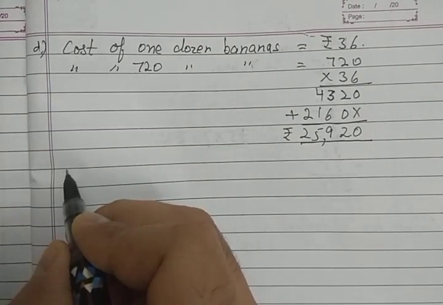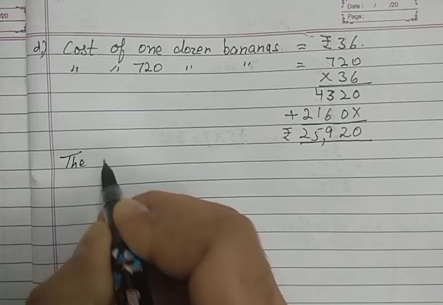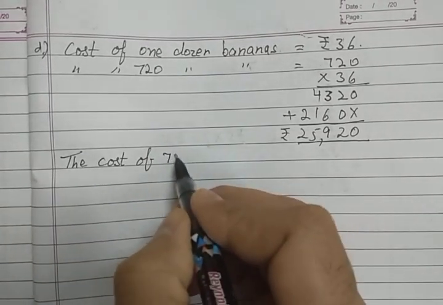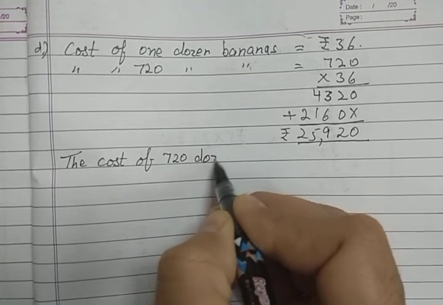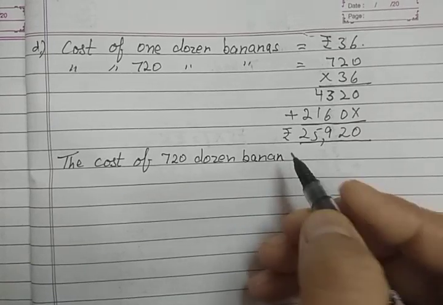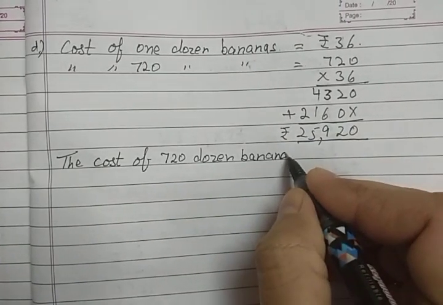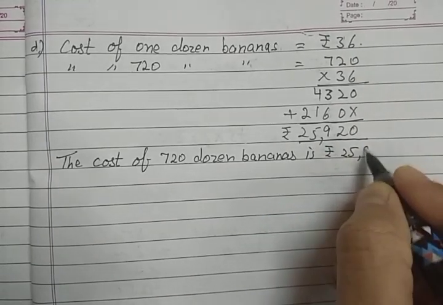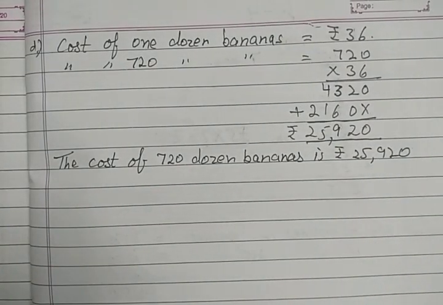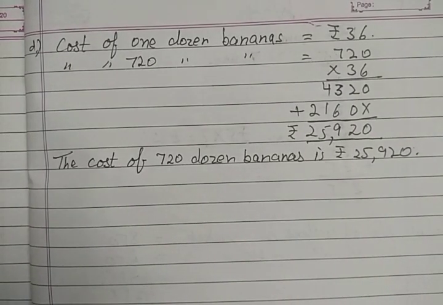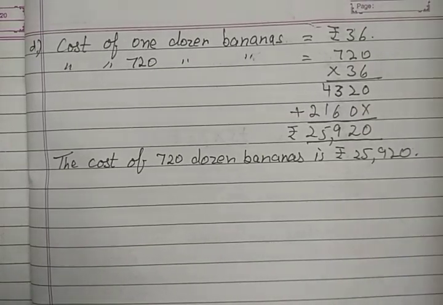The cost of 720 dozen banana is rupees 25,920. Here is the answer. Now move to the next question.